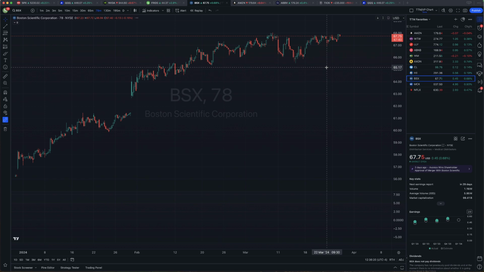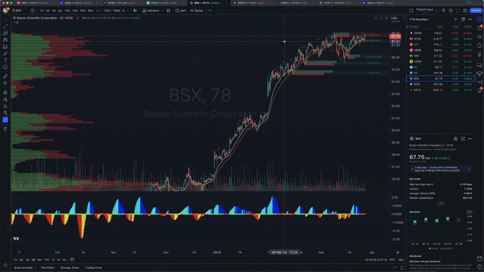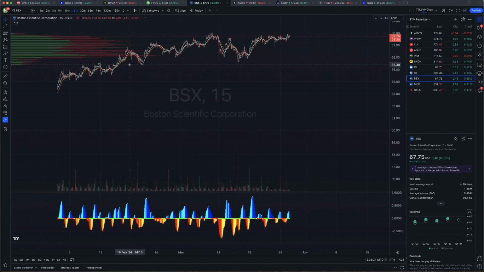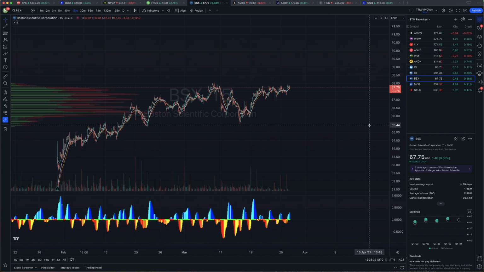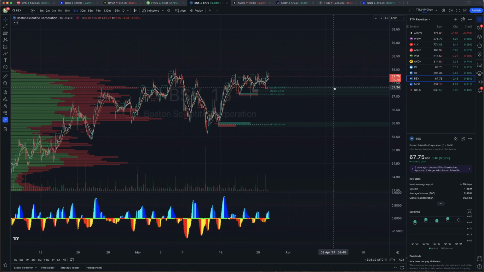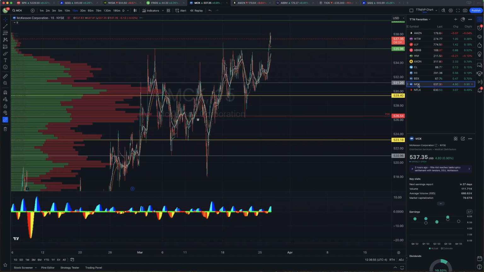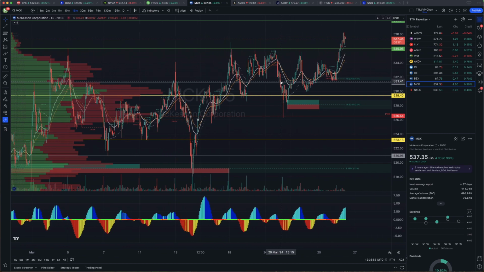All right, BSX. And BSX just looks ready to break out. This is one of those where you probably wait for a pullback, if you like BSX, into maybe this 6730 area for a breakout. And then MCK is just out of here. Nothing to do with that at the moment.